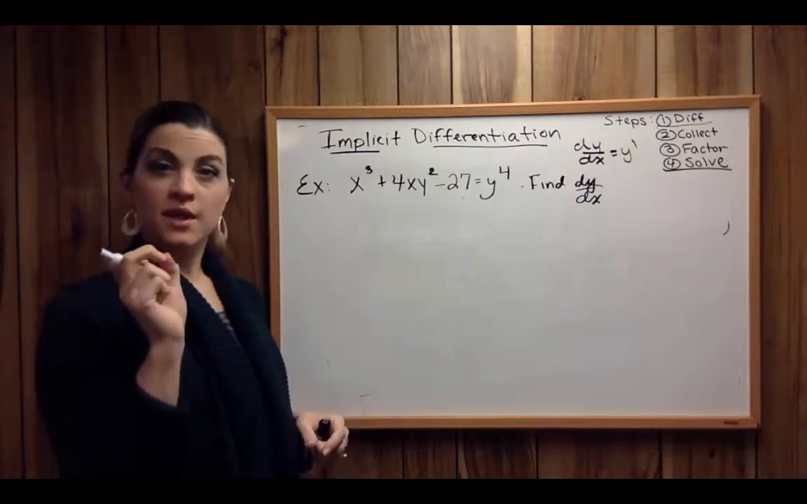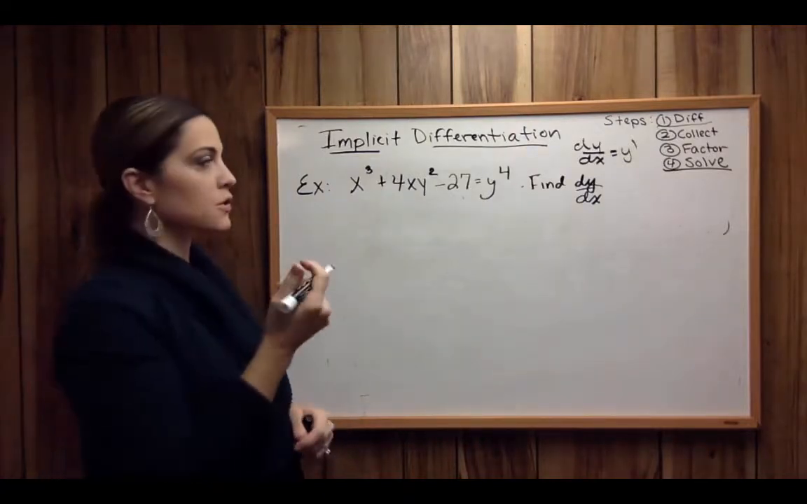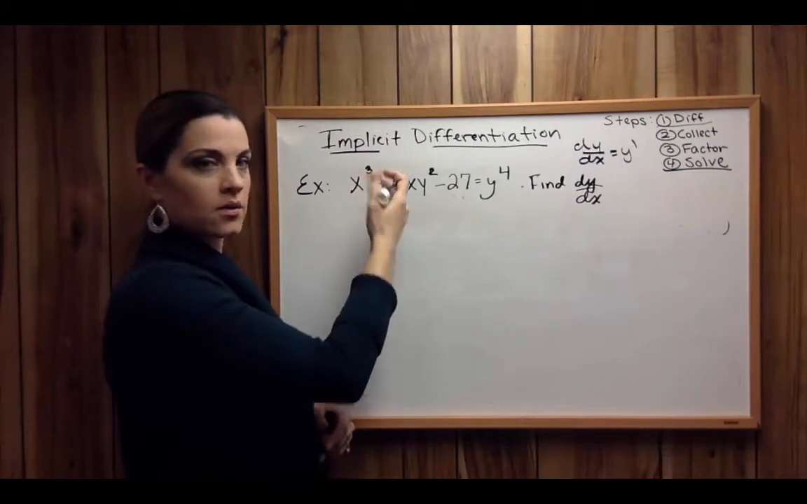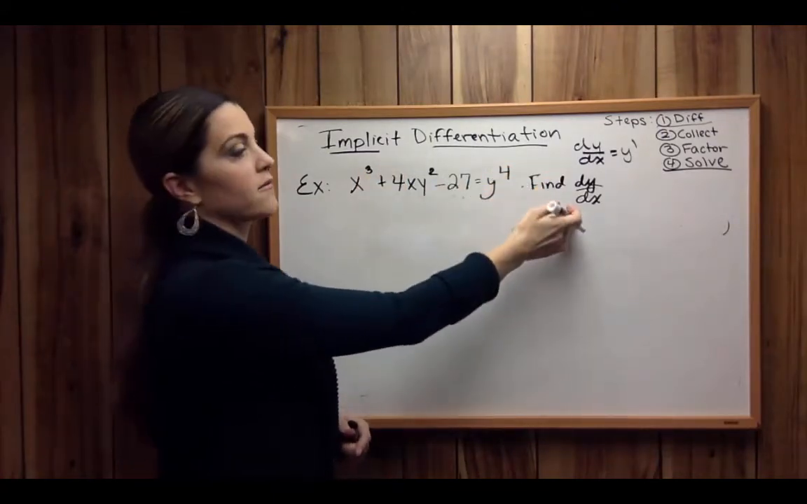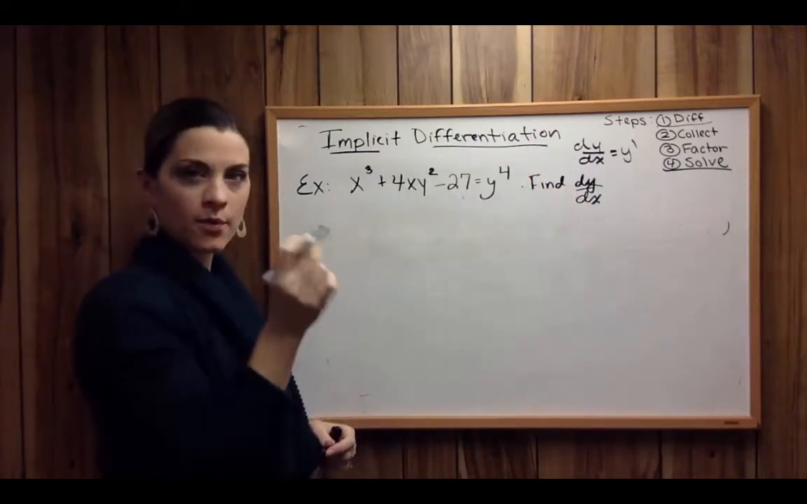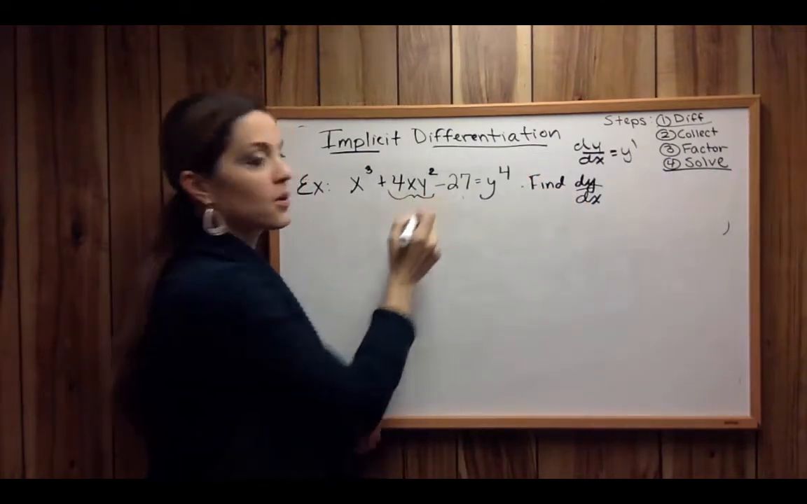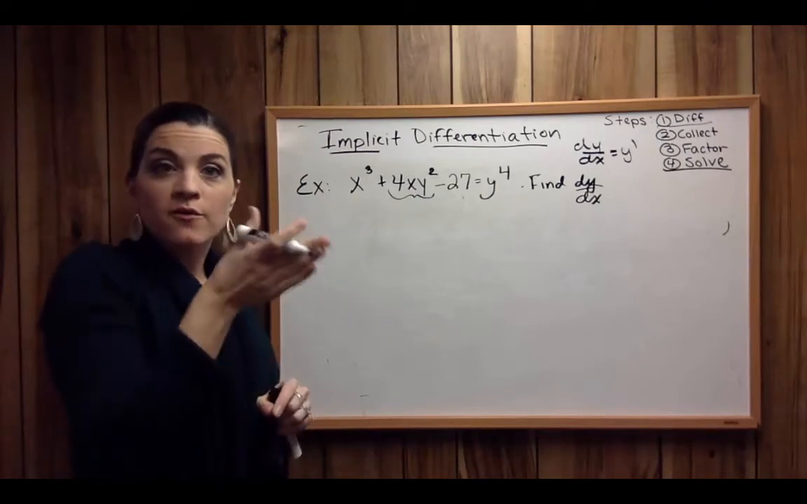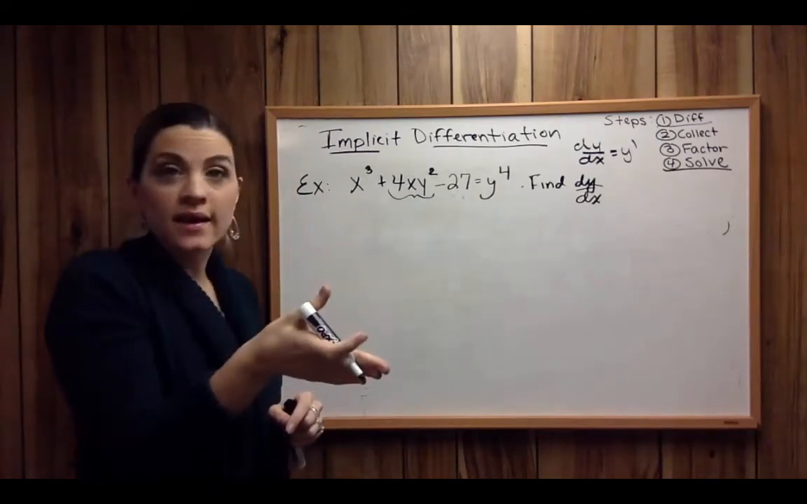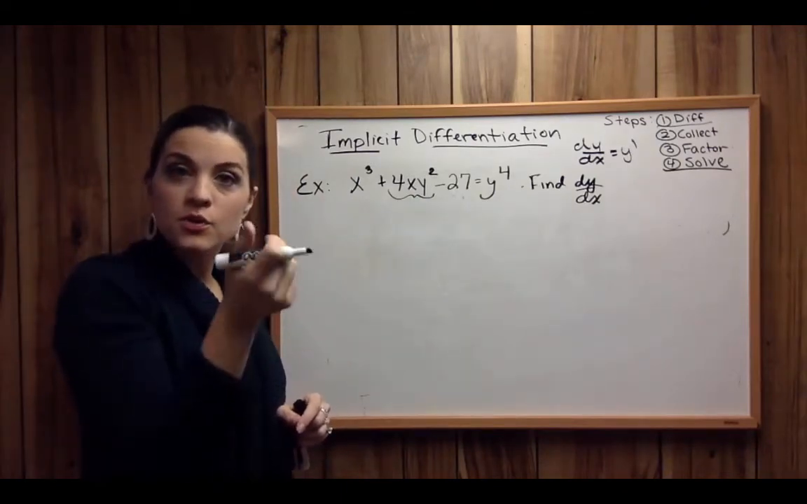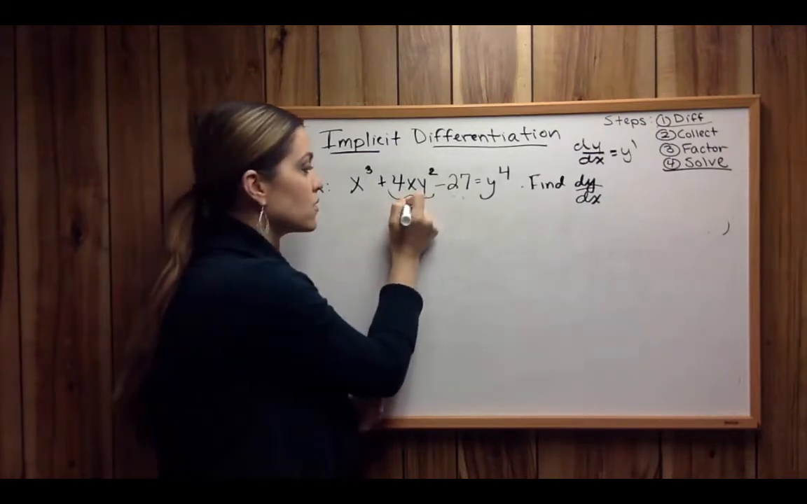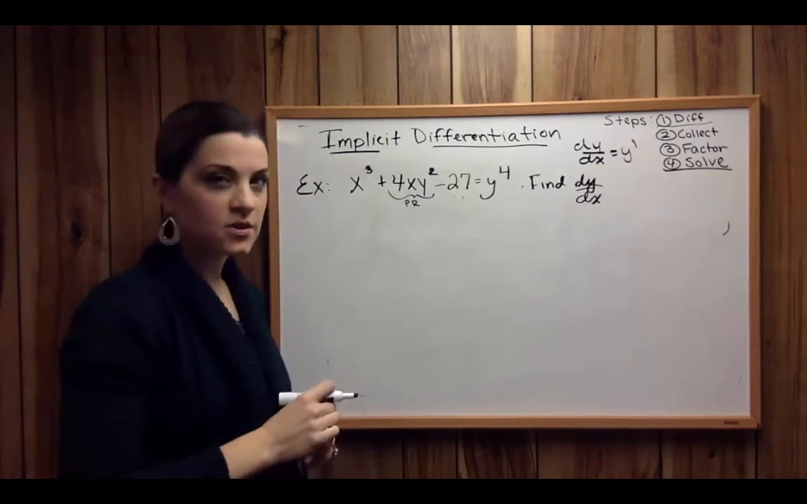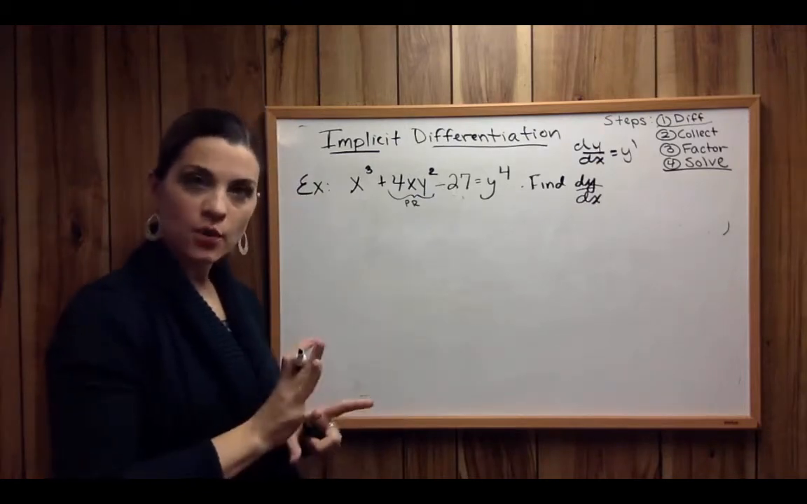Now here's where the questions get a little bit more complicated. So you have x to the third plus 4xy squared minus 27 equals y to the fourth. Find dy/dx. The hard part is right here, because what you have is a product rule. You have 4x times y to the second, and that's a product between two variables. So you're going to have to do a product rule to find the derivative of this piece. So let's work through it.